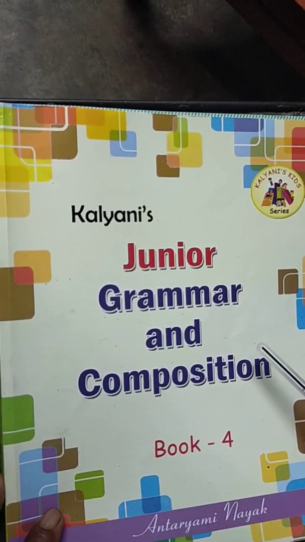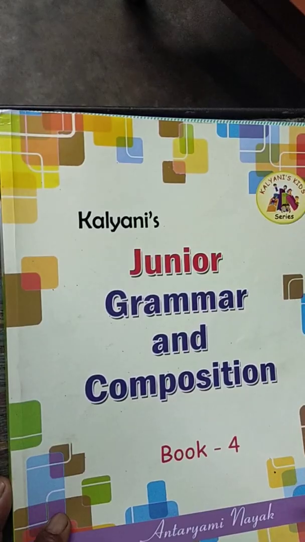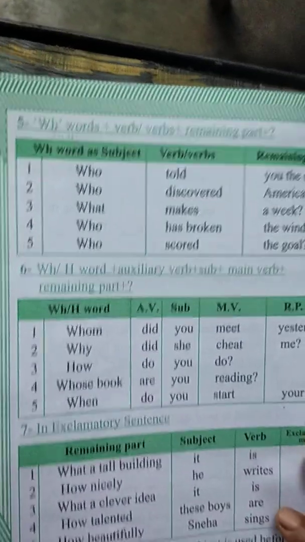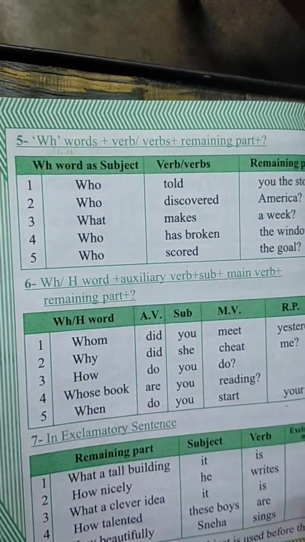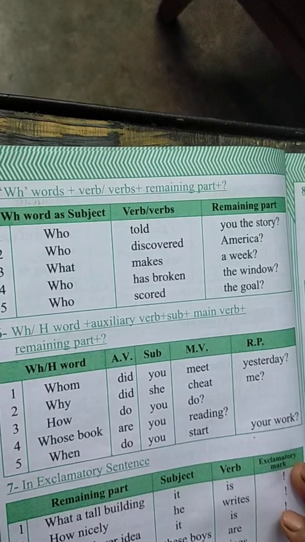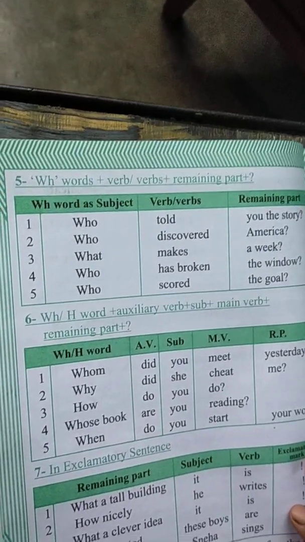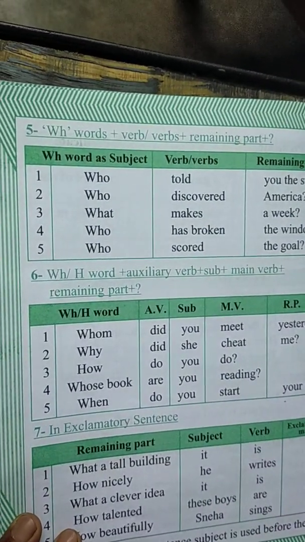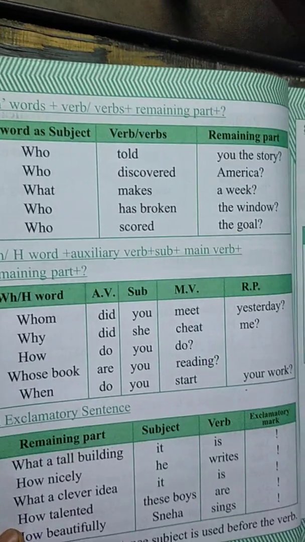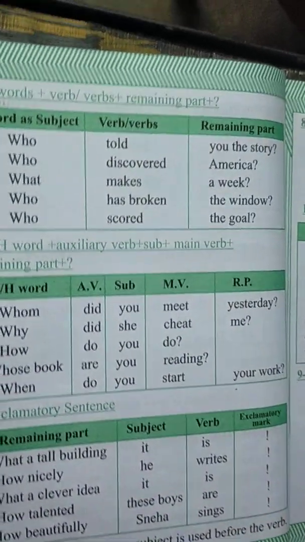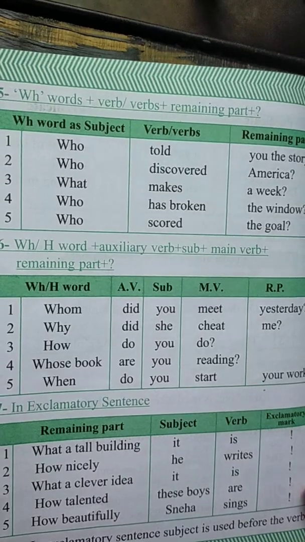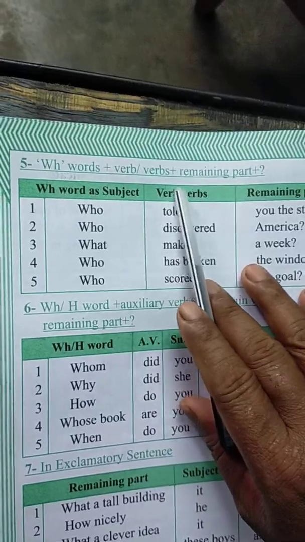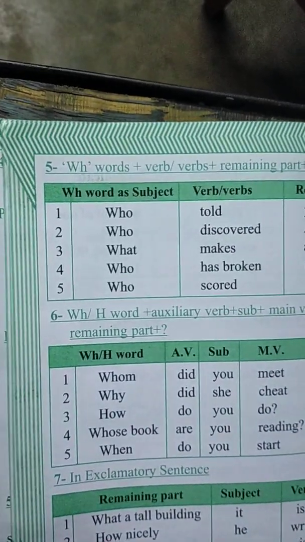Today we will read the Junior Grammar and Composition. Please open your book, page number 20. Today we will read how the verb, subject and predicate are indicated by the following formulas. That means double H word plus verb plus remaining parts. That means verb plus remaining.